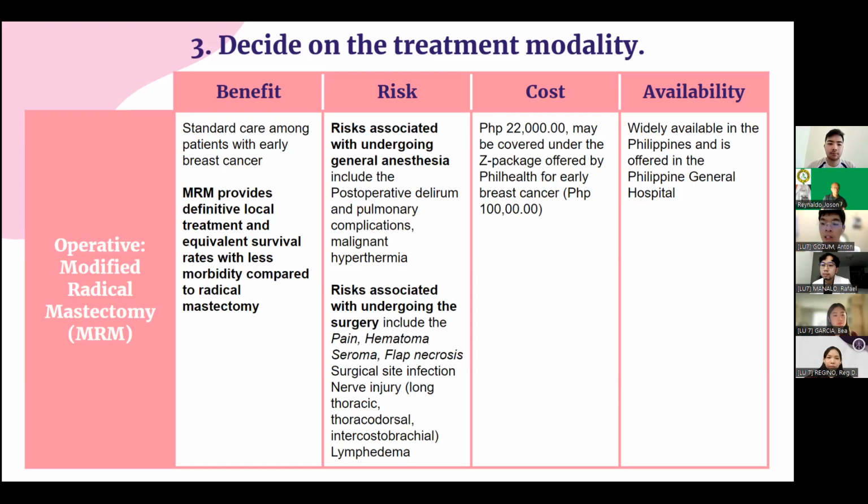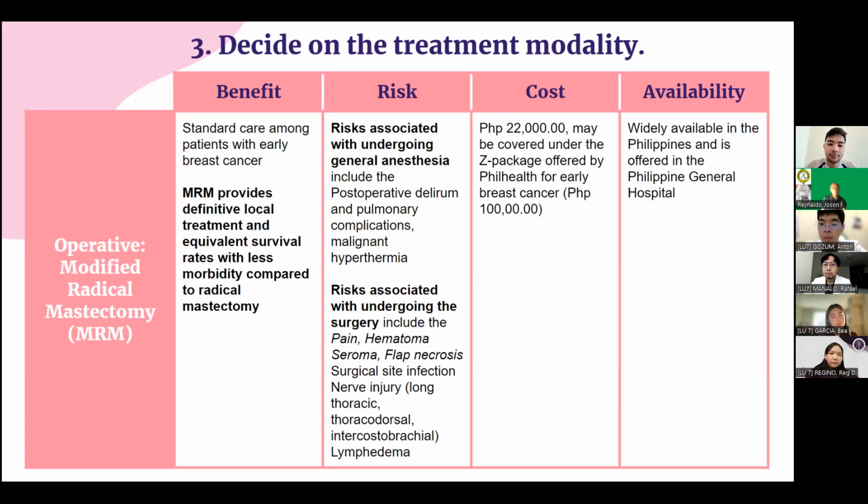The first one would be a modified radical mastectomy. It's the standard of care among those with early breast cancer. The survival equivalent is comparable to radical mastectomy. However, it offers less morbidity compared to radical mastectomy. The risks associated with MRM are those associated with general anesthesia as well as those which are particular for MRM. Most of the time, the risk associated would be pain, hematoma, seroma, and flap necrosis, and then also nerve injury.